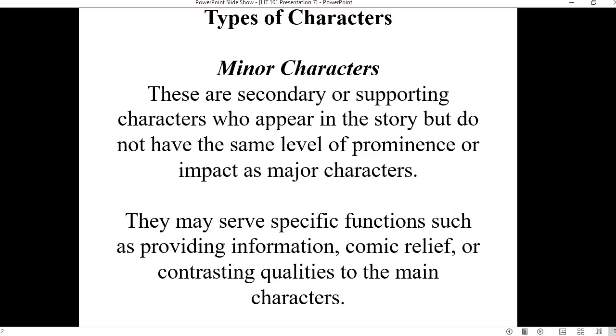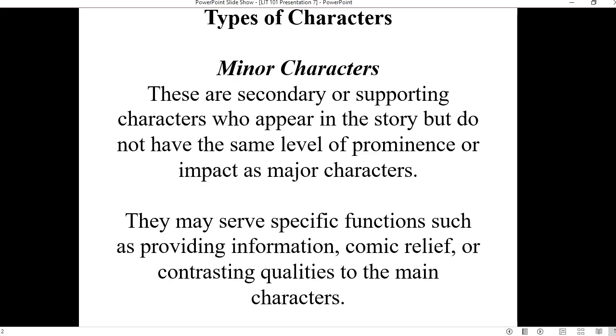The next set of characters we are looking at is minor characters. So if we have major characters, we expect to have minor characters. These are supporting characters. These are individuals whose roles are not so important. If they are removed from a story, the story can still be meaningful. Their prominence or impact may not really be felt, unlike the major characters.